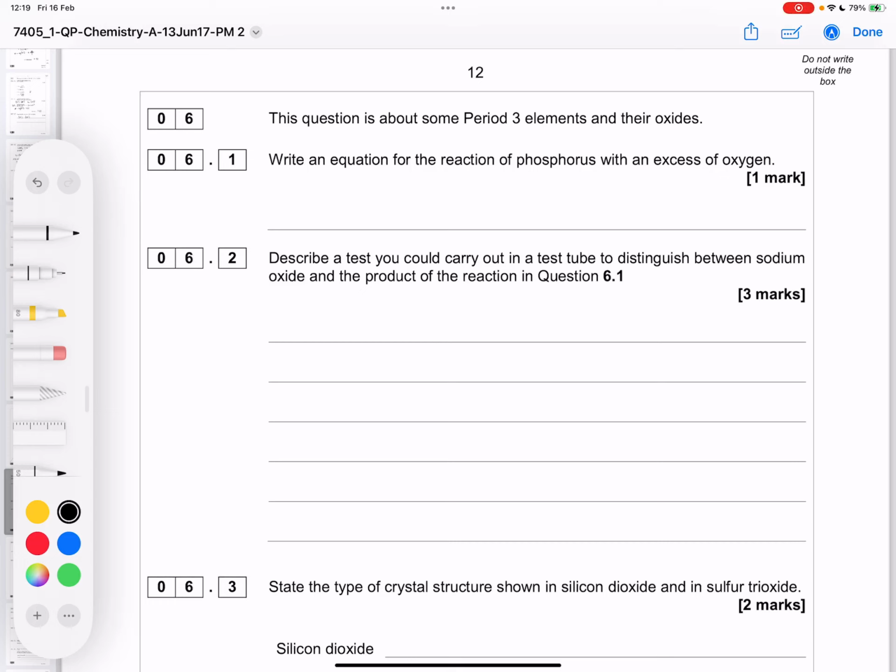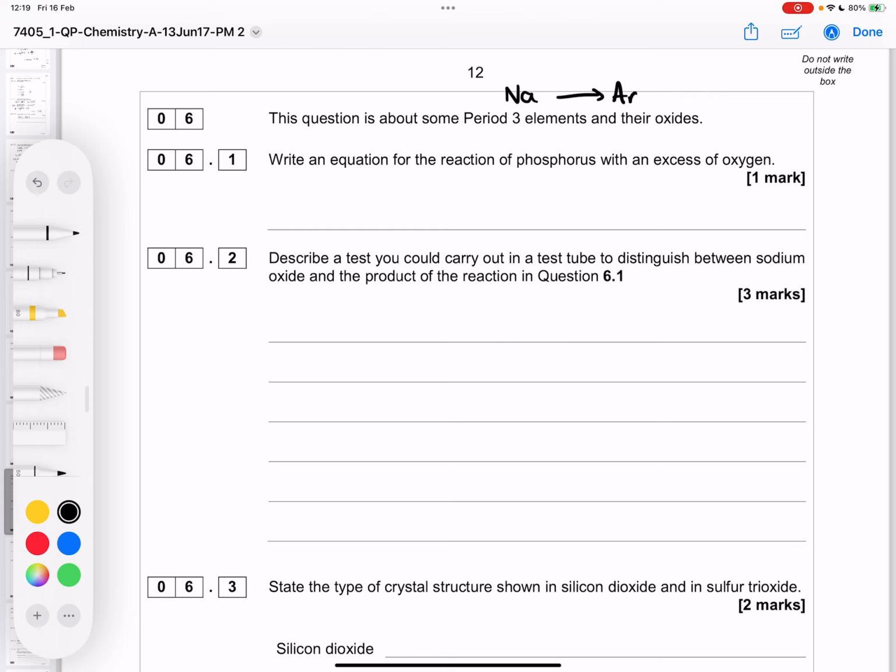This question is about some period 3 elements and their oxides. So let's just remind ourselves that period 3 is the period that goes from Na to Ar in the periodic table. And their oxides would be like sodium oxide and phosphorus oxide, sulfur dioxide, sulfur trioxide.